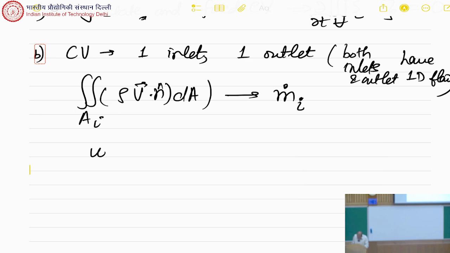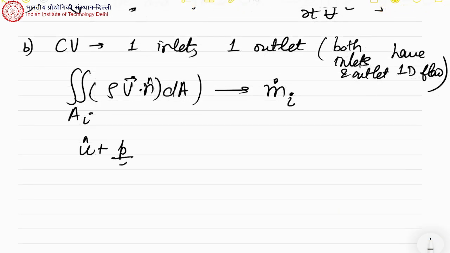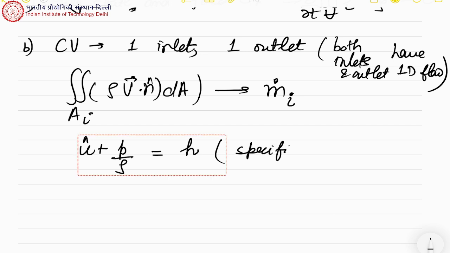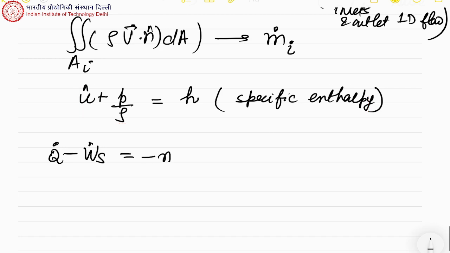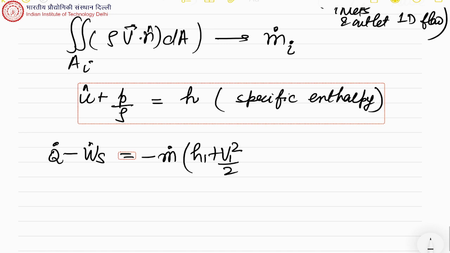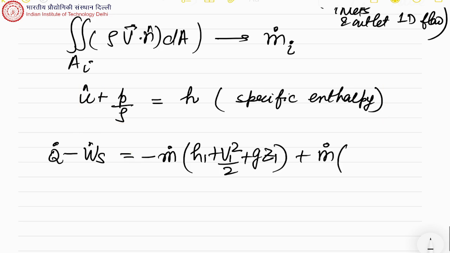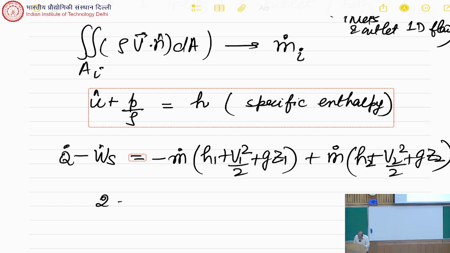And then if you have to use it in the energy form, internal energy plus P by rho is also defined as another thermodynamic variable called enthalpy. So H is the specific enthalpy, and then what we will get is Q dot minus W dot S is equal to minus m dot (h1 plus V1 square by 2 and so on), where 2 is the outlet, 1 is the inlet.